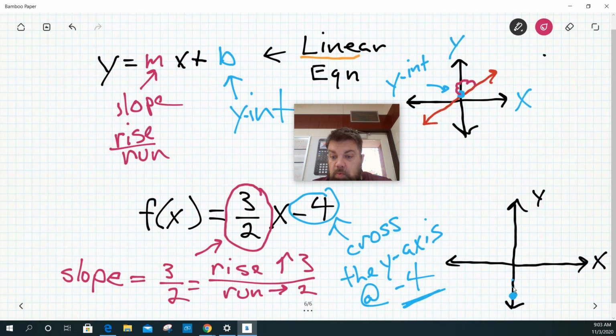So I'm going to go up 1, 2, 3, and then I'm going to go over 1, 2. That's a point on the line. Up 1, 2, 3, over 1, 2. That's a point on the line. So I'm going up 3 over 2, and that is how I graph my equation. Does that make sense?